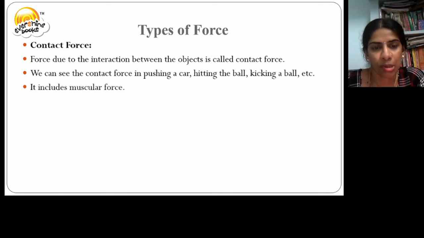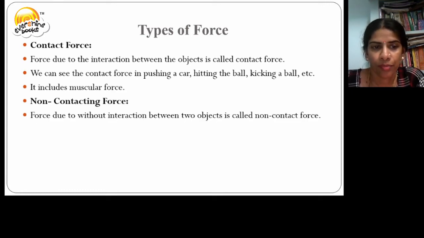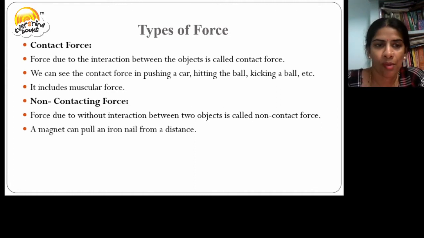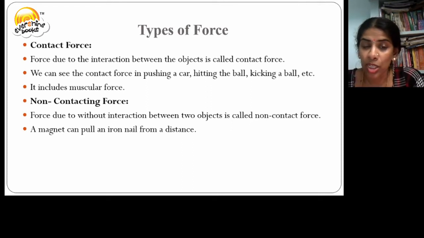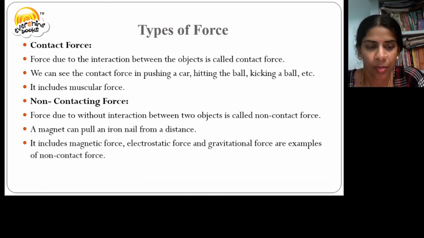It includes muscular force. Non-contact force is the force which is caused without interaction between two objects. A magnet can pull an iron nail from a distance, that is, without contacting each other, without having any interaction with each other. It includes magnetic force, electrostatic force, and gravitational force.